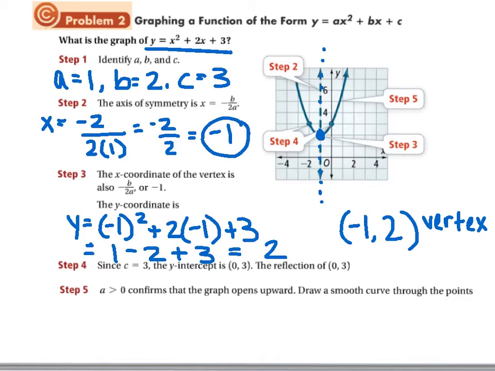Now, in order to draw the u, we need 2 more points. So instead of using a table like we did in vertex form, we can use the y-intercept, because your c value is your y-intercept. C equals 3. That means I'm going to go to 0, 3. Plot the y-intercept. I'm going to make a reflection of it on the left-hand side. So now I have 3 points, and I can sketch in the u.